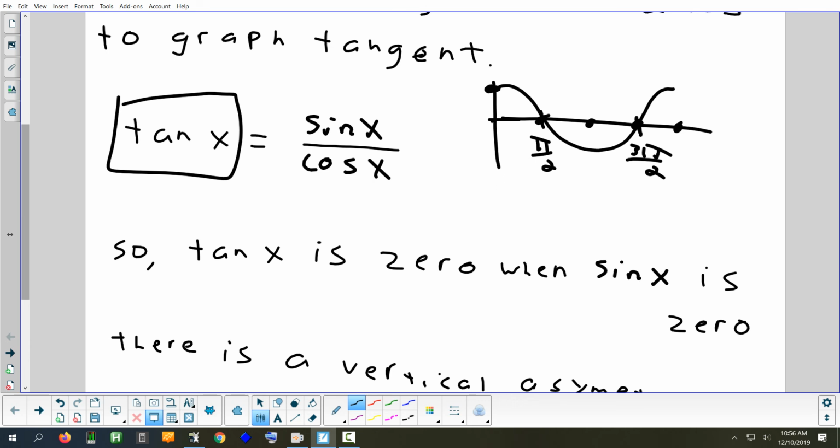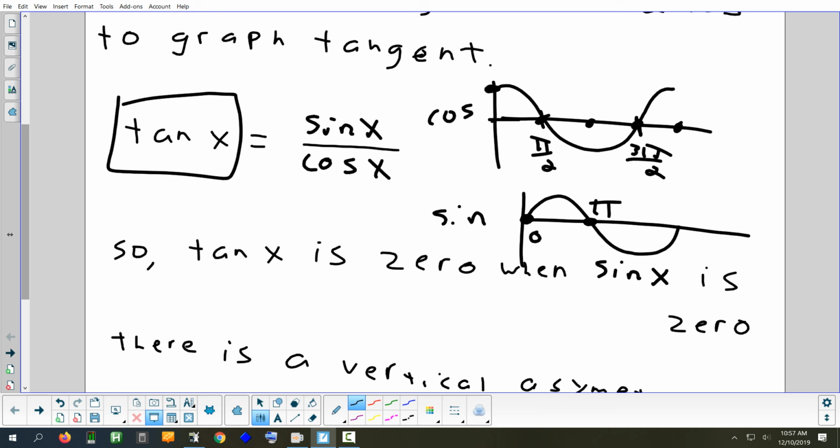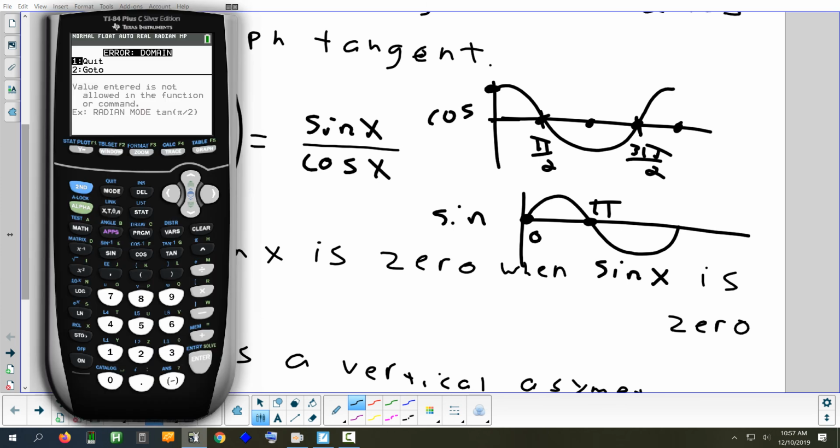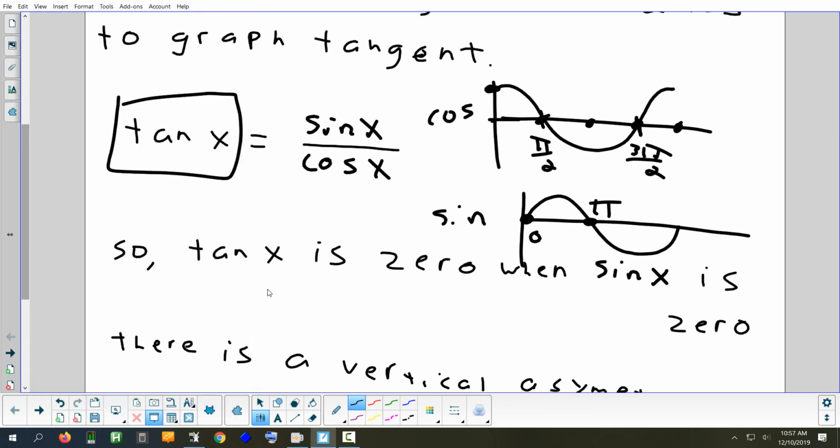So this is our graph of cosine. Here's a graph of sine. What are the 2 spots where sine equals 0? The first 2 spots. 0 and pi. So that means if you tried to take the tangent of pi, it should come out to 0. And it will. Tangent of pi is 0. So if you break down tangent in terms of sine and cosine, you can understand what's happening with the graph a little bit.